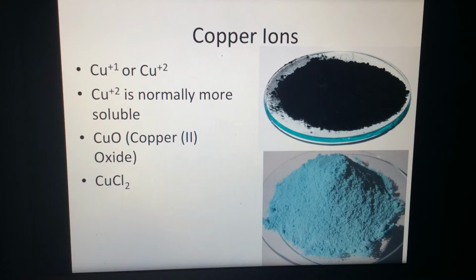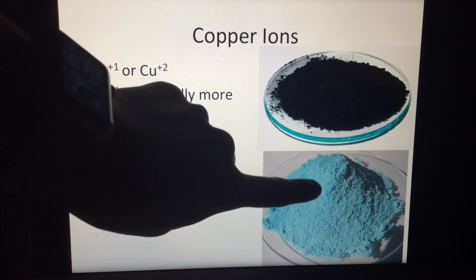Copper mostly likes to be in the +1 or +2 state. Copper +2 is normally more soluble than copper +1. CuO, or copper(II) oxide, must have a +2 charge in this case to balance out with oxygen being -2. It could also be Cu2O. This would mean copper is in its +1 state, which is why you would need two of them. CuO and Cu2O are insoluble.